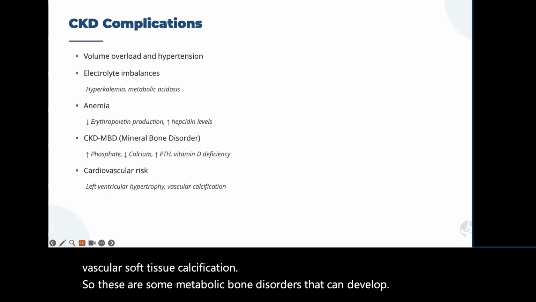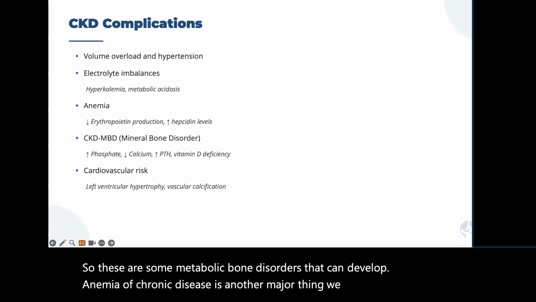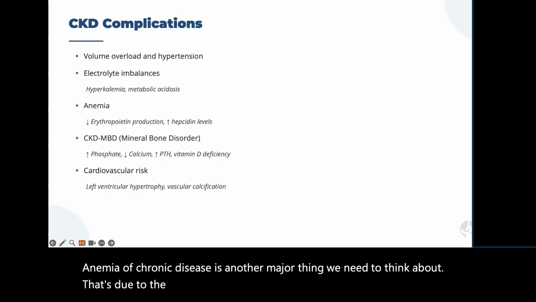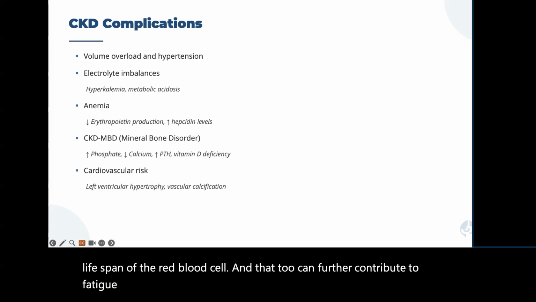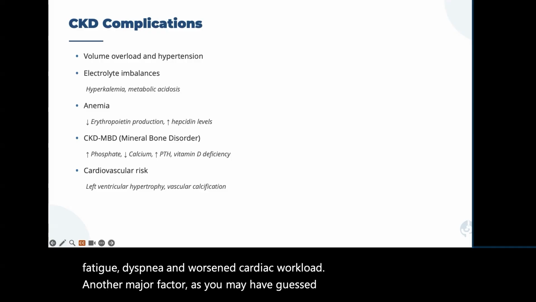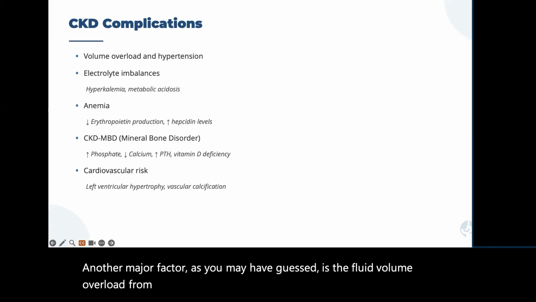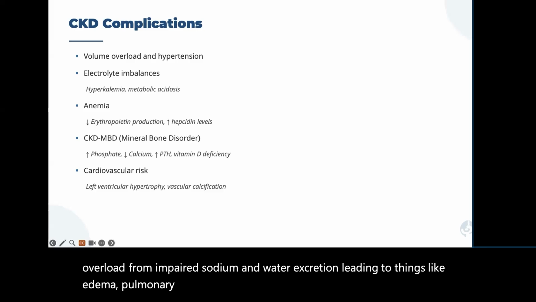Anemia of chronic disease is another major thing we need to think about. That's due to the decreased production of erythropoietin and reduced lifespan of the red blood cell. And that too can further contribute to fatigue, dyspnea, and worsened cardiac workload. Another major factor, as you may have guessed, is the fluid volume overload from impaired sodium and water excretion, leading to things like edema, pulmonary congestion, and hypertension.